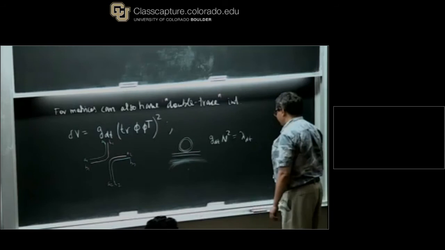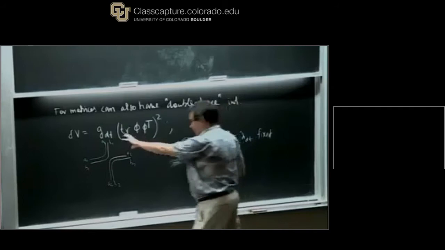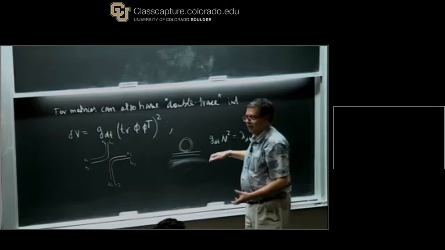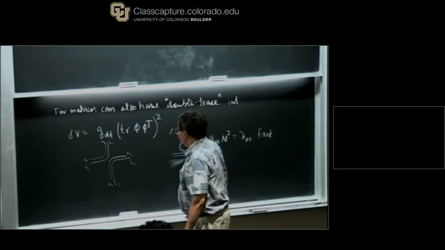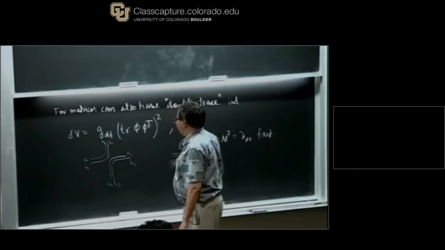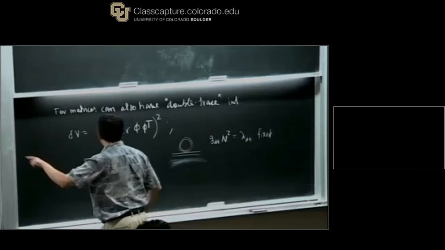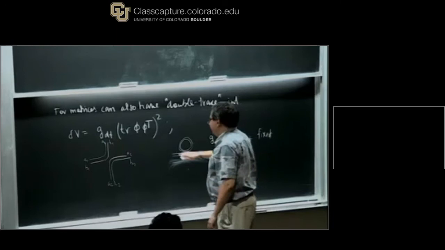Because if you scale this as 1 over N again, this is going to blow up and overwhelm everything, and you don't want that to happen. But basically it can be done, and you can adopt the situation where you have both that interaction and this double trace interaction, and actually then these also contribute at leading large N limit.